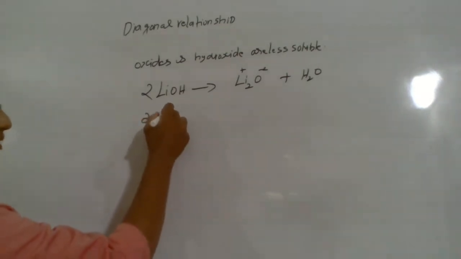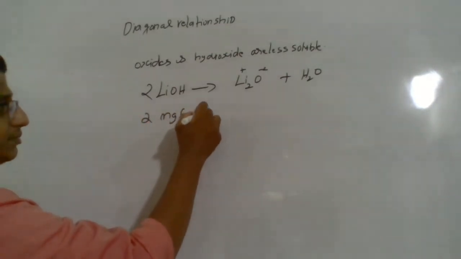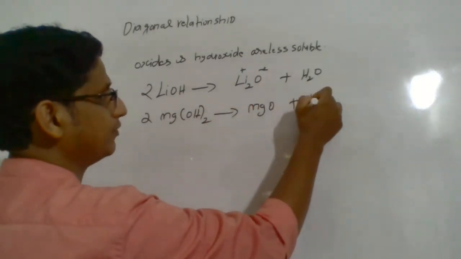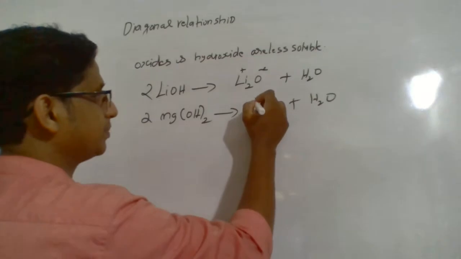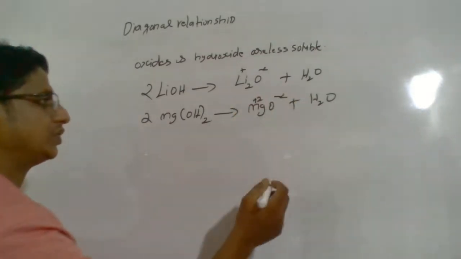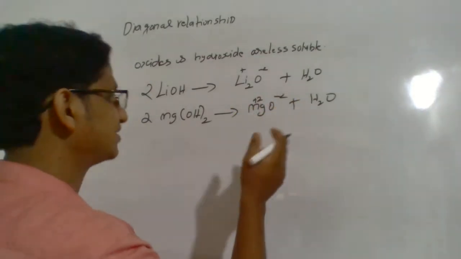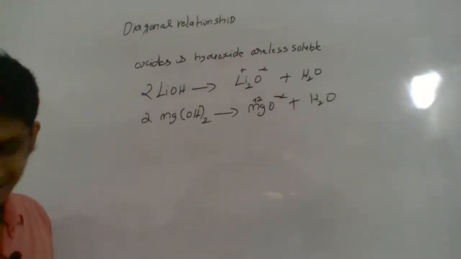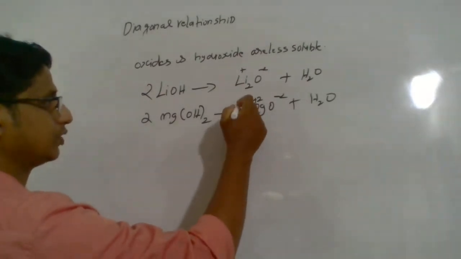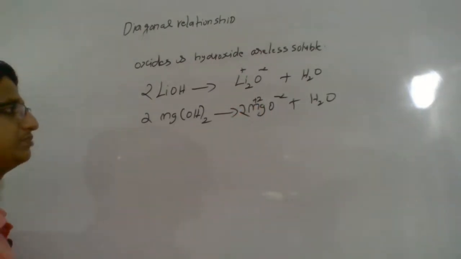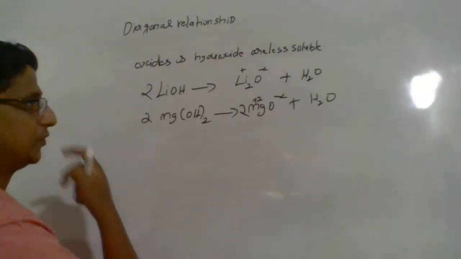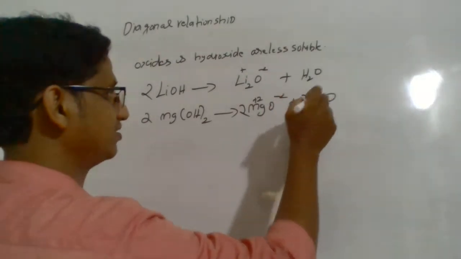Talk about the next one, magnesium hydroxide. When magnesium hydroxide is heated strongly, magnesium oxide and water will be formed. Magnesium is +2, oxygen is -2, so the charges cancel each other, so it will be MgO plus H2O. So here 2 MgO is required. How many hydrogens here? 2 hydrogens, 2 into 2, 4 hydrogens, which means 2 more hydrogens are required, right?